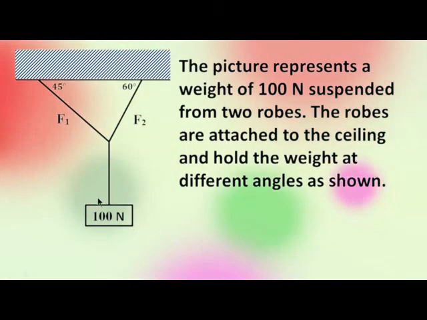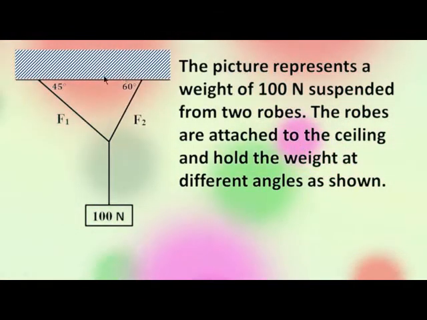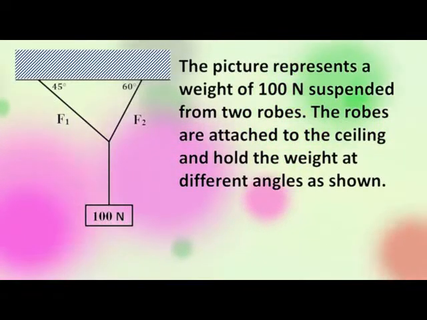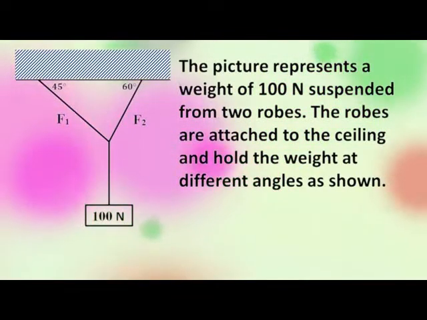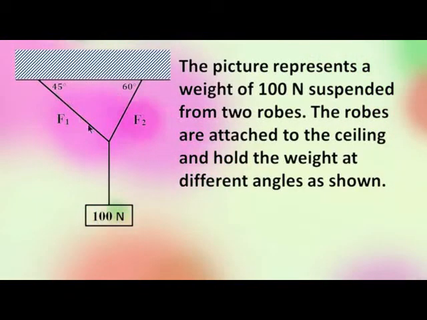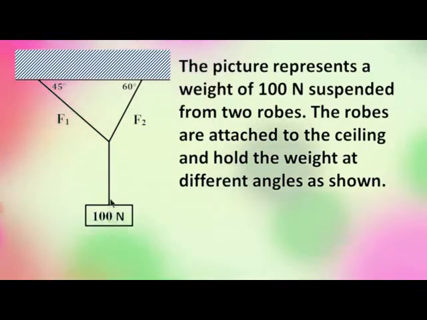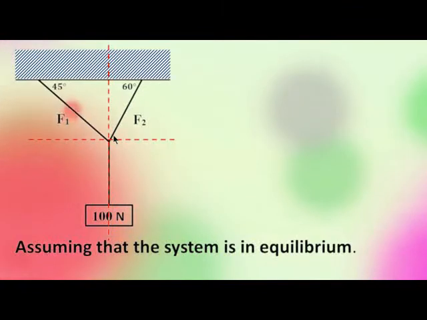This is a weight held by two ropes at certain angles. The picture represents a weight of 100 newtons suspended from two ropes. The ropes are attached to the ceiling and hold the weight at different angles as shown. As you can see in this diagram, if this weight is held by these two ropes and it is not moving, it means this is what we call an equilibrium system.